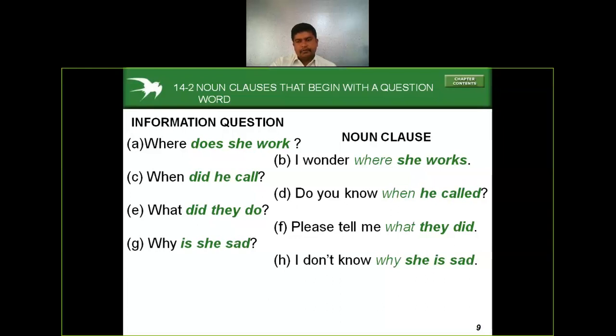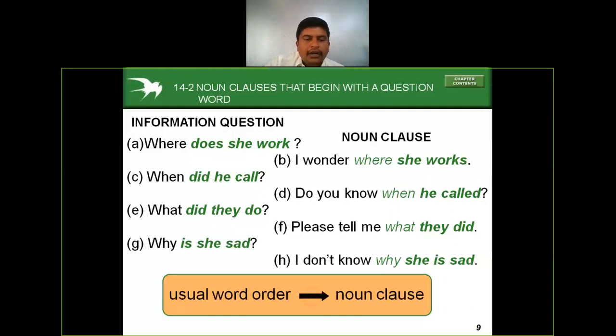Most of the time there is a lot of difference between when the child cries and when the elder cries. When the child cries, there is no reason at all. When it gets hungry, the child cries. But after 18 years, after childhood, if a person starts crying, there must be some reasons. Those reasons must be known by the person who is crying. Am I right? See, usual word order, noun clause.